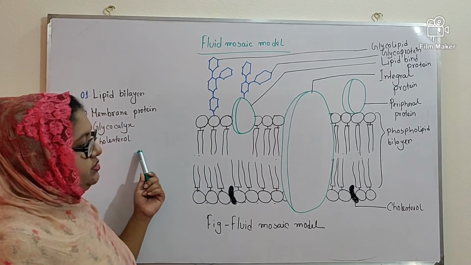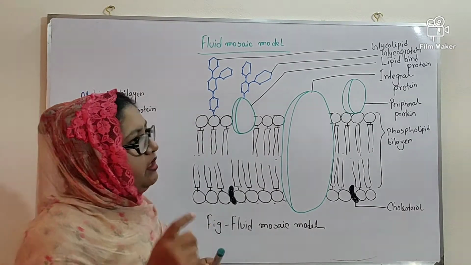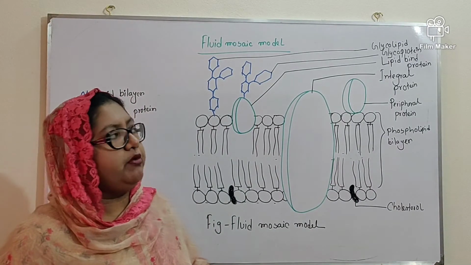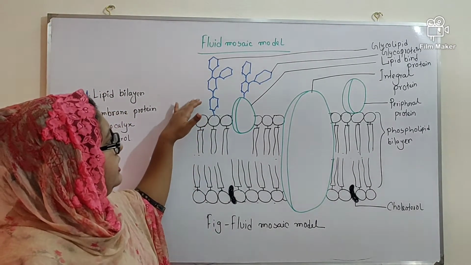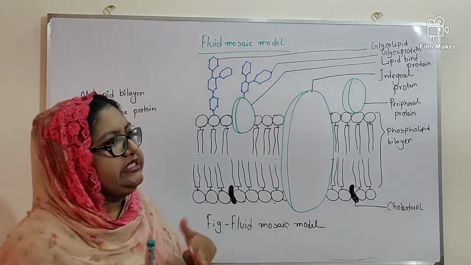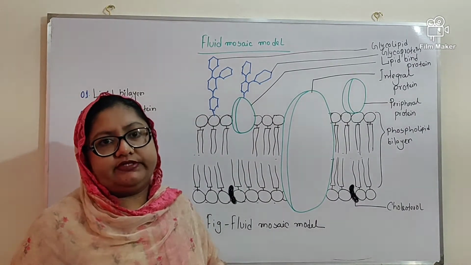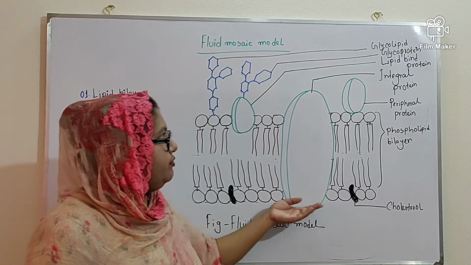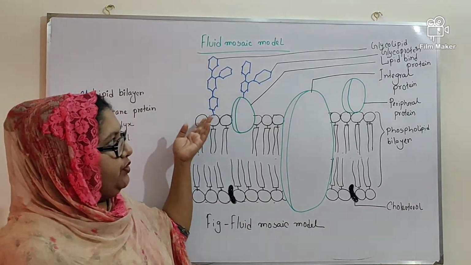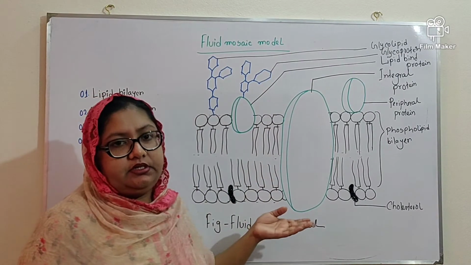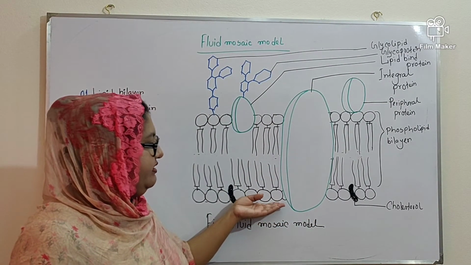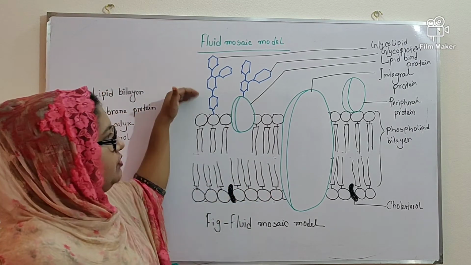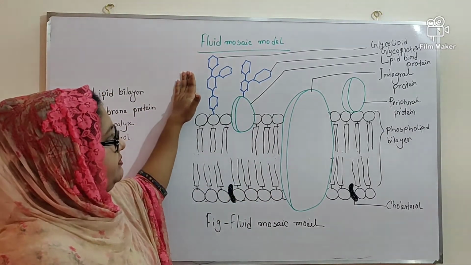Next point, cholesterol. You should know one more piece of information: the glycocalyx also indicates the outer surface of the cell, because on the inner surface of the cell there will be no glycoprotein or glycolipid. It indicates the inner side and the outer side of the cell membrane. So this is the outer surface of the cell membrane.